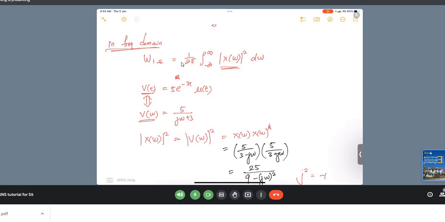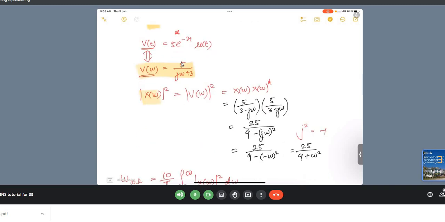So first of all, to find the energy carried by a signal for 1 ohm, this is the formula. If you want to find it in frequency domain, everything V(t) you need to change to V(omega), because time domain changes to V(omega) in frequency domain. This one you get through the Fourier transform pair table. Since the formula is |X(omega)|^2, so |X(omega)|^2 equals X(omega) multiplied with X(omega) conjugate.